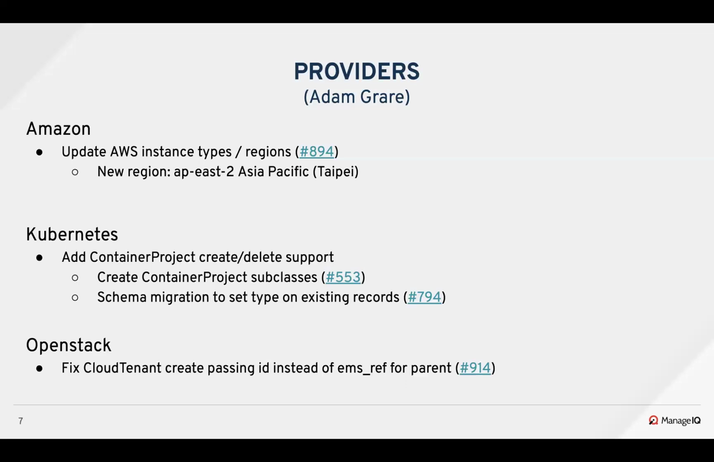And finally, on OpenStack, we fixed a bug with Cloud Tenant creation when there was some UI refactoring where the ID was being passed as the database ID when OpenStack was expecting it to be what we would call the EMS ref, which was essentially the name. And so this was failing because it couldn't find it by our ID. So a simple fix to look up the record and pass the EMS ref. So we got that fixed up, and that's it for providers. Over to Joe.